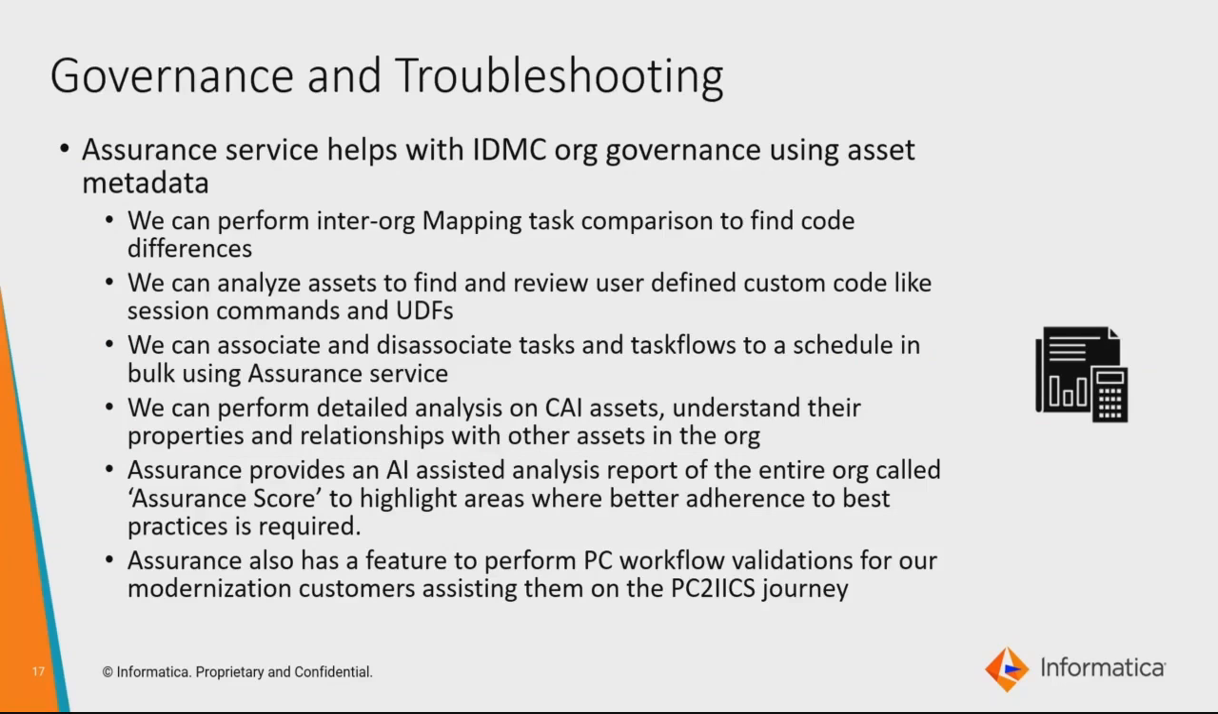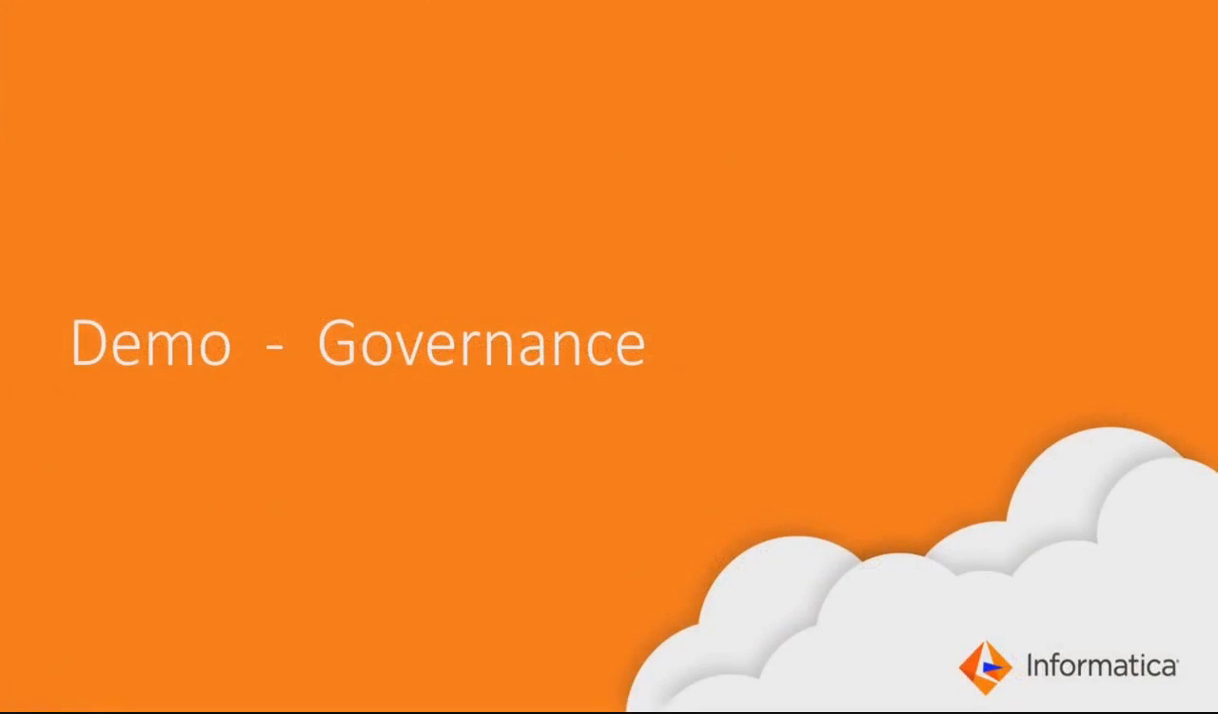Assurance finally also has a feature to help our modernization customers on their PC to IICS journey, where we validate PC workflows on whether or not they have the proper data connectivity and properties set so that they can be used in IICS well. Let's see a demo of these features that I just talked about.